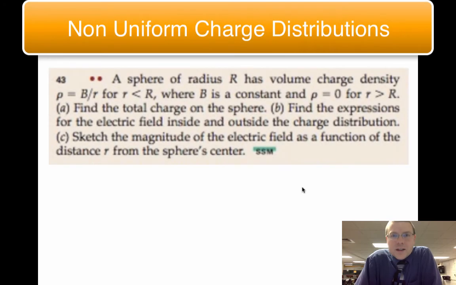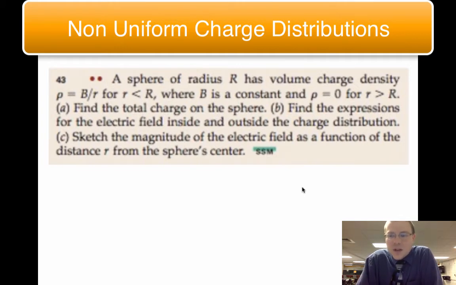Hey everyone, what we're looking at today is non-uniform charge densities for different charged objects that are insulators. Insulators have charges that can be all the way through the material. If it was a conductor, charges would be on the surface of the conductor and we wouldn't have to worry about the insides. If you look at the problem here, this is problem 43.